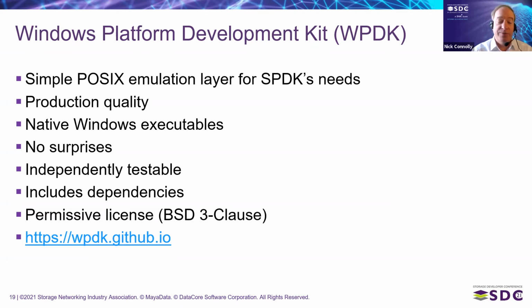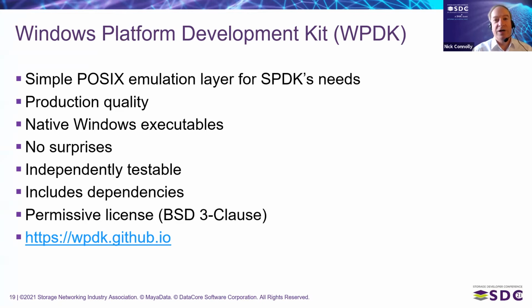It's not intended to be a science project. There should be no surprises. As far as possible, the port should behave as expected without any hidden performance or functionality costs. It should be independently testable so that issues can be identified and fixed independently of the SPDK environment. Dependencies should be included for ease of use. For example, libcunit is required by the SPDK unit tests. It seems to be a dormant project, so WPDK includes a local fork of the repository with a few minor fixes in it. The code is licensed permissively to match SPDK.